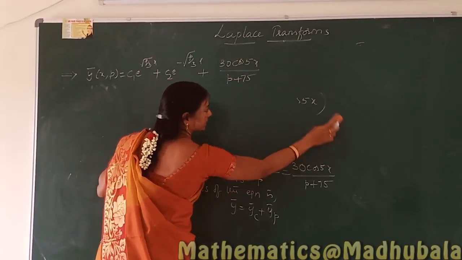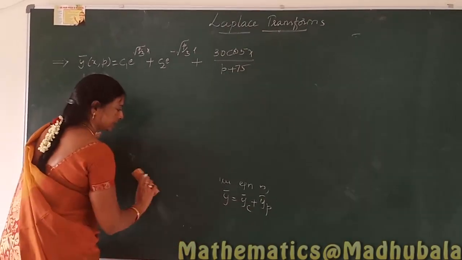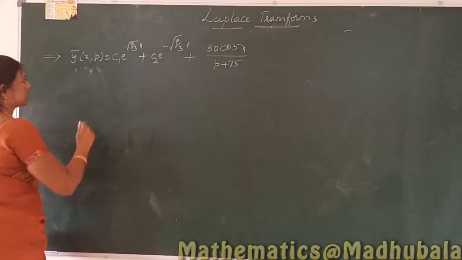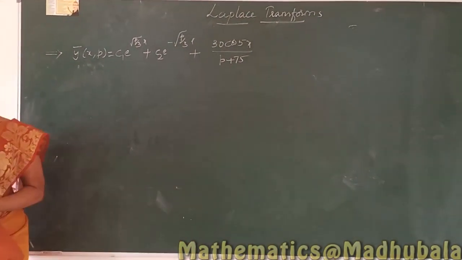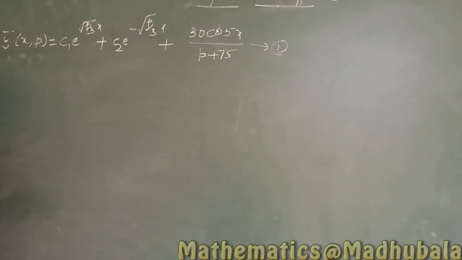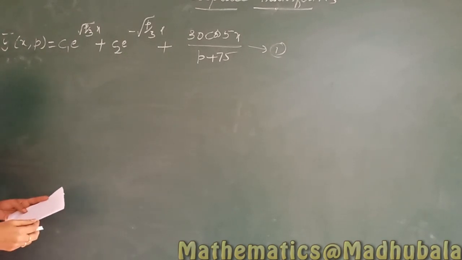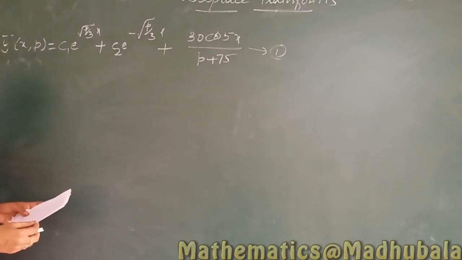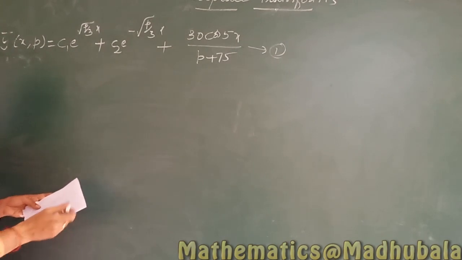Now let us solve for c1 and c2. To find c1 and c2, let us use the conditions. So y(π/2, t) equal to 0, y(x, 0) equal to 30 cos 5x, and also ∂y/∂x at x equal to 0 is 0.